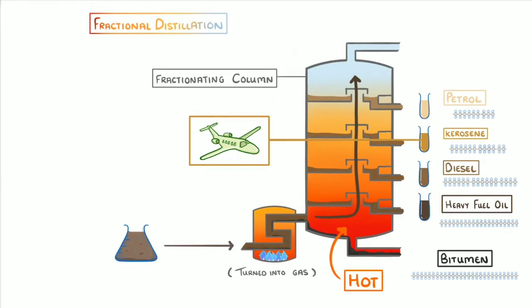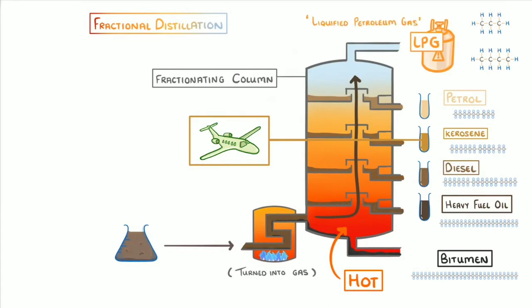Some hydrocarbons, though, are so short and have such low boiling points that they stay as a gas the entire time. For example, LPG, which stands for liquefied petroleum gas, contains mainly propane and butane, which are both very short-chain alkanes.